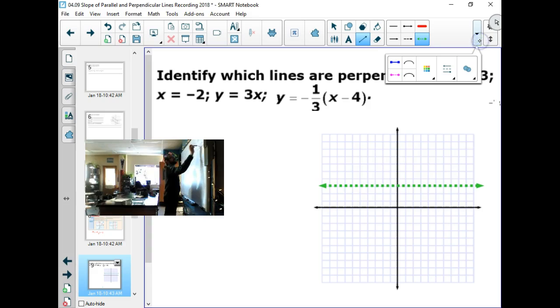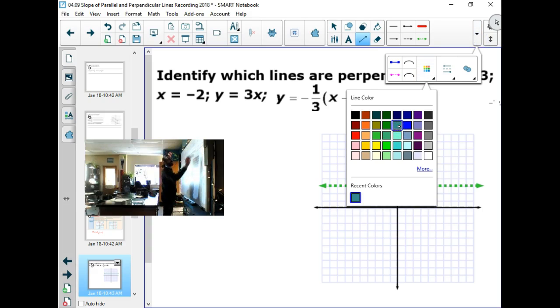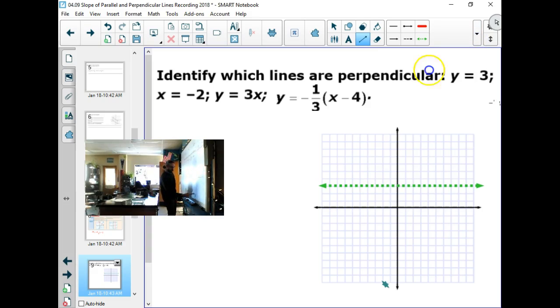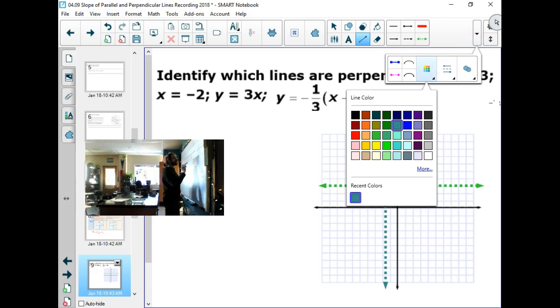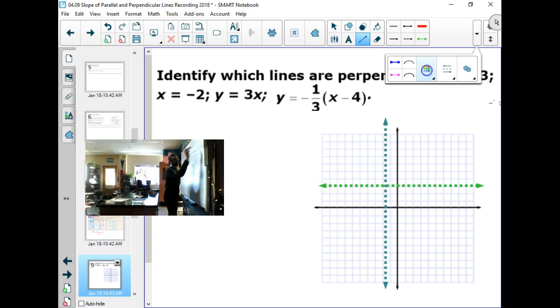Maybe can I change the color? That'd be kind of cool. Look at that. I'll move that one over in a second. Y equals 3x. Hold on, let me ask. Ashley, what color do you want? What color do you like? Green. I'll use a different shade of green. How about that green? All right.